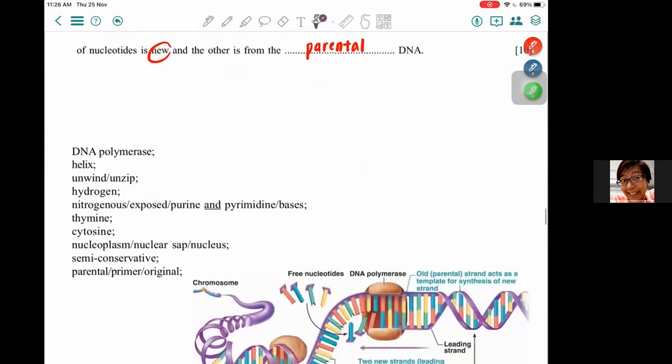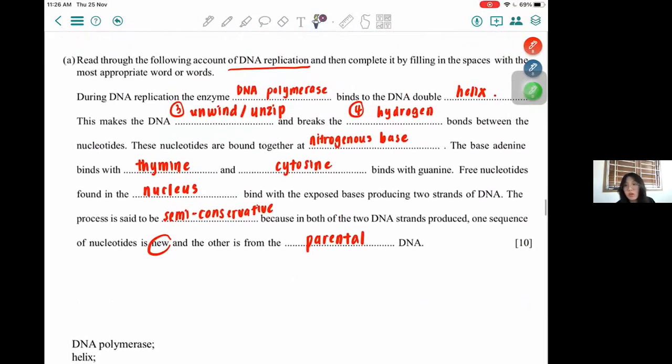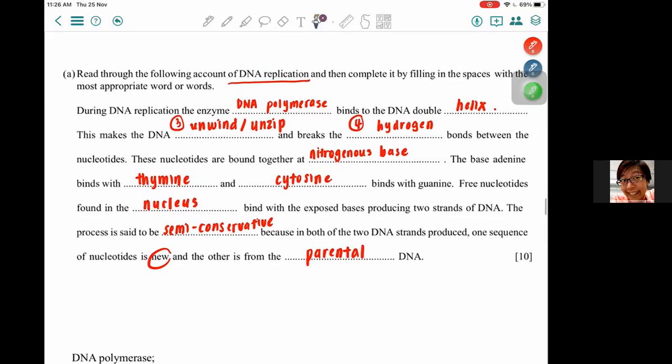Hui Min, I think the first answer is wrong. Can you ask the whole class again? What should be the correct answer? The first one? Is it the DNA polymerase? Wrong. Also wrong. What's the correct answer? Helicase. Yeah, it's helicase. So the mark scheme is wrong.